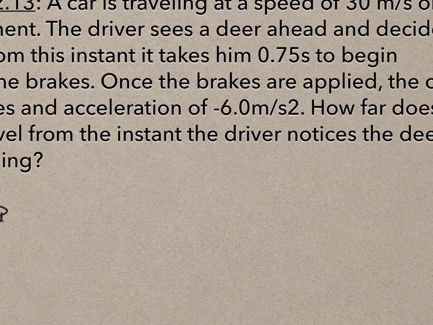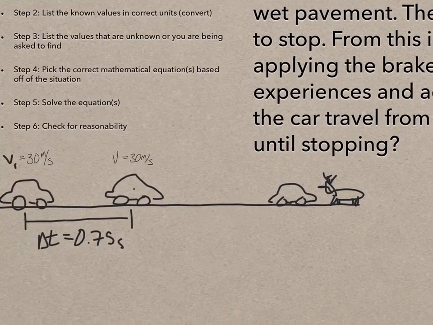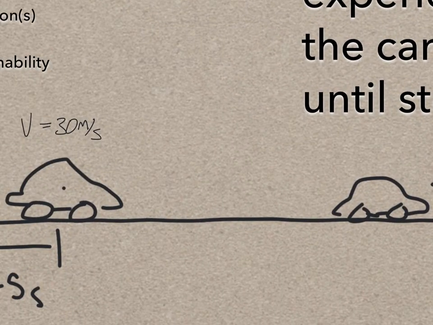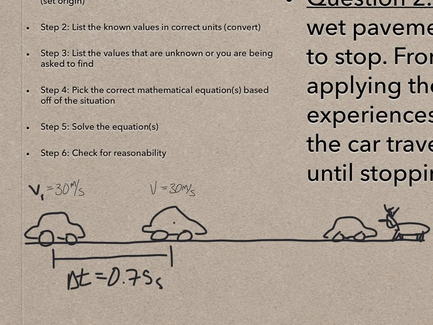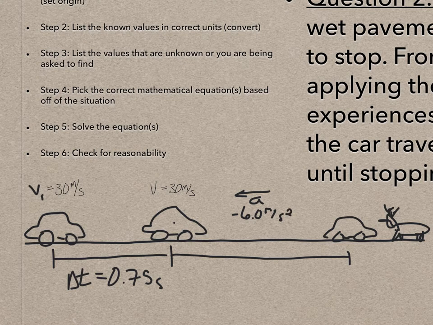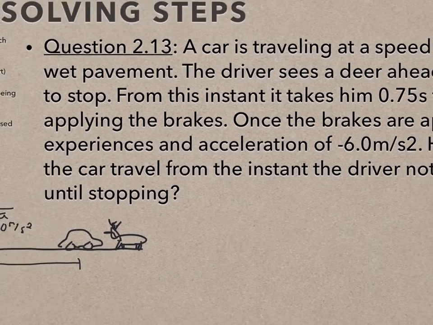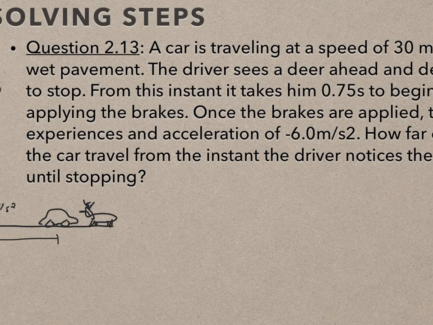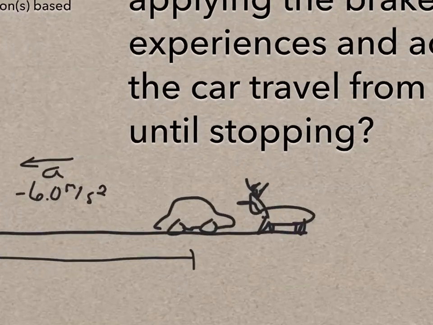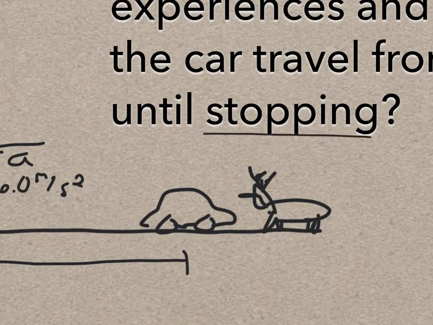Then he hits the brakes, and once the brakes are applied, the car experiences an acceleration of negative 6 meters per second squared. So during this interval, between here and when the car stops, I have an acceleration in the opposite direction, which means an acceleration of negative 6.0 meters per second squared. Let's see, any other numbers? No other numbers, but that doesn't mean there's no other information, because it says how far does a car travel until stopping, right? Stopping means that this is now a final velocity of zero. So again, there's information in there like little Easter eggs.